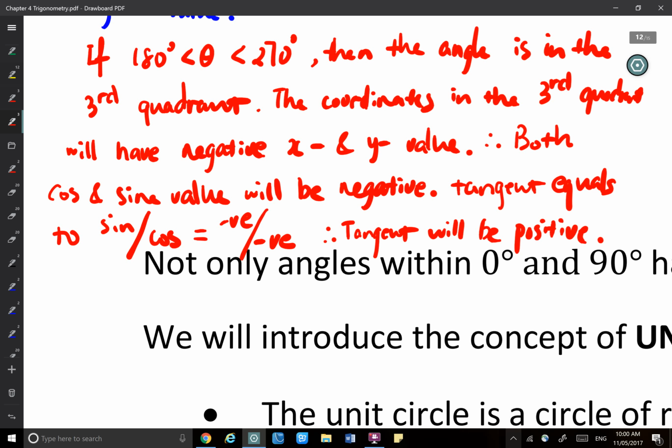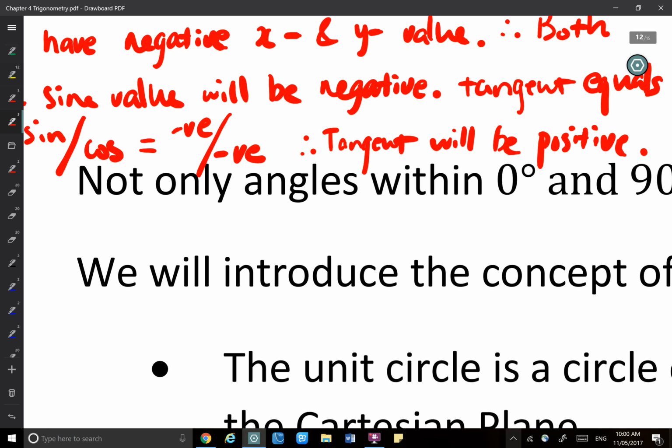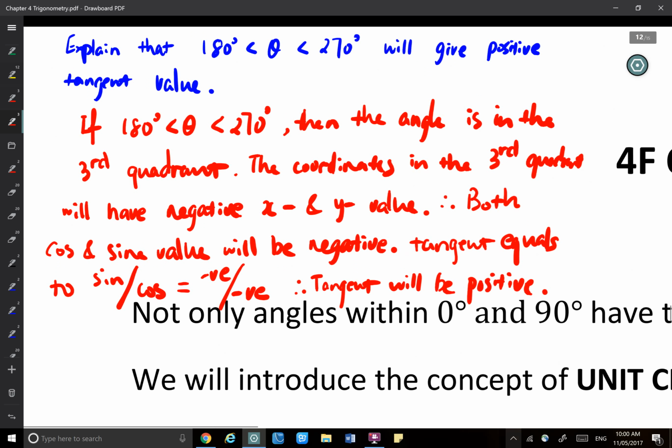When you finish this, have a look at the question, like the tables below. Okay, have a look at the tables below. So tangent equals sine over cosine, which equals negative over negative.